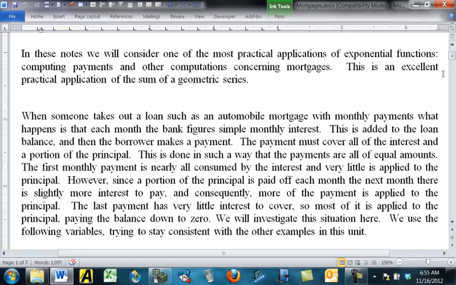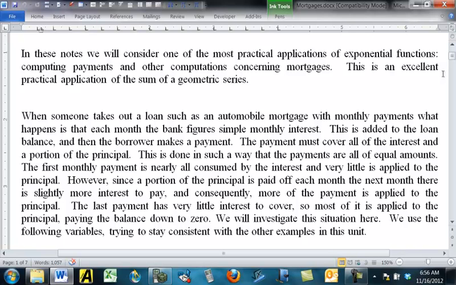And every month they figure out a simple monthly interest, and they add that to your loan balance. Then you make a payment. Well, your payment has to cover all your interest and some of your principal. And it's designed in such a way that the payments are done in equal amounts, and so that balance will eventually go down to zero at a fixed time.